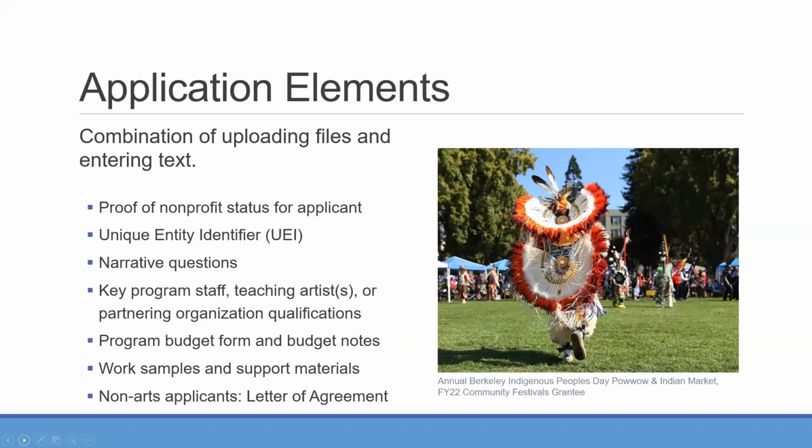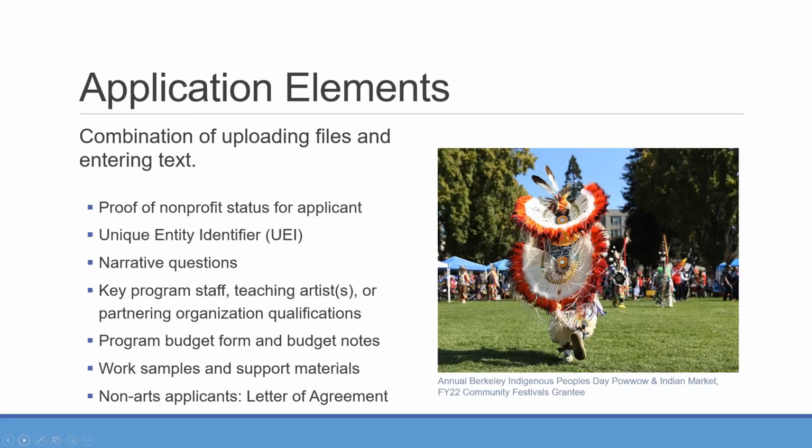The application includes some questions that will require you to enter text and some that will require you to upload files. So you'll need to upload your work samples and support materials if you're a non-arts applicant. You will also need to upload a letter of agreement between your organization and the partnering arts provider. The narrative questions and the budget form will require you to enter the text directly into the application.